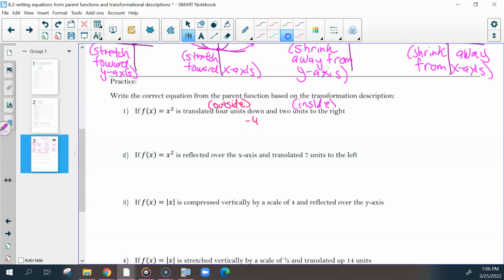Because this is on the inside, we now need to think about how we would write 2 units to the right. Oh, it'd be the opposite. Minus 2. So now that we know those two things, we can put them together with our functions. We're going to start off f of x equals, anything on the inside needs to go inside parentheses with x. So this is going to be x minus 2 squared.